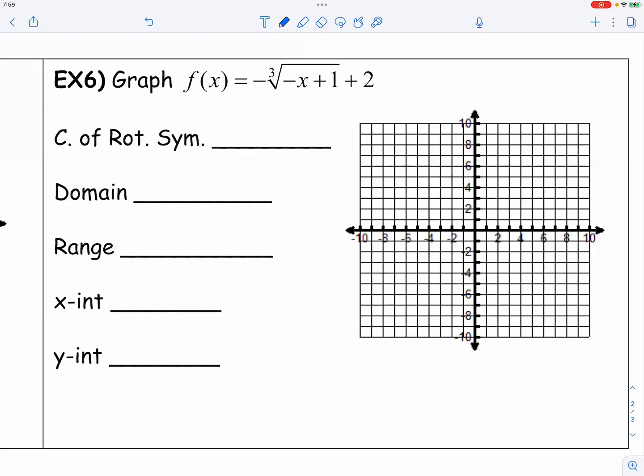Now for number 6, I want to show you how easy it is. But first, can you see there are a couple of things that are very special? What can you see from this equation? There are 2 negatives, right?